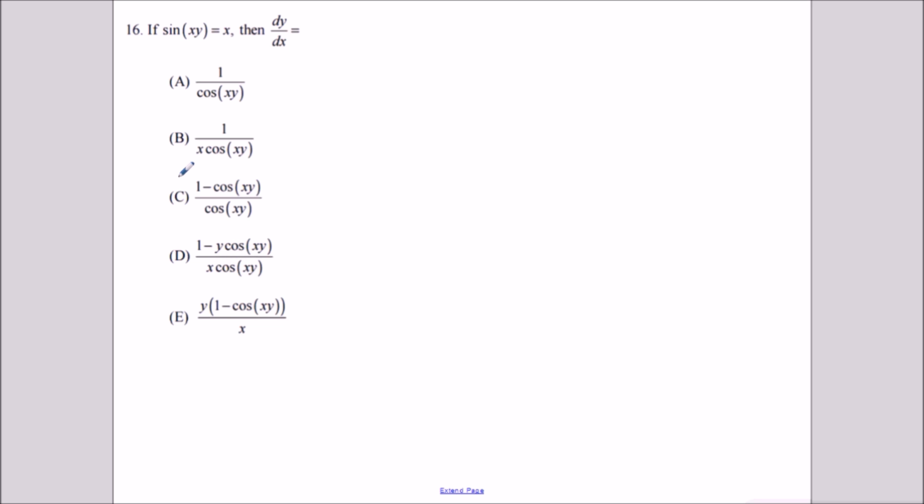Okay, for the next question here, we need to use implicit differentiation. We have sine of x times y equals x. So anytime you have a function with x's and y's, you can have x's and y's in your derivative as well. So to take the derivative of the left side, we're going to have cosine of x times y times, and we have to take the derivative of the inside. We need to use chain rule.